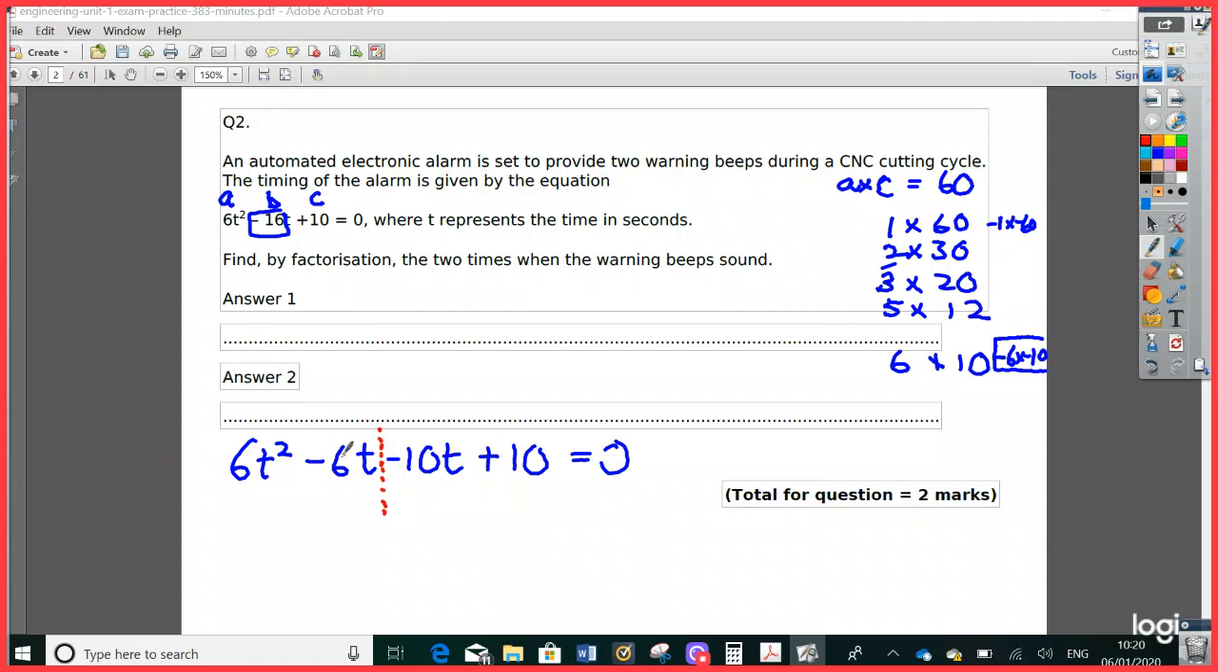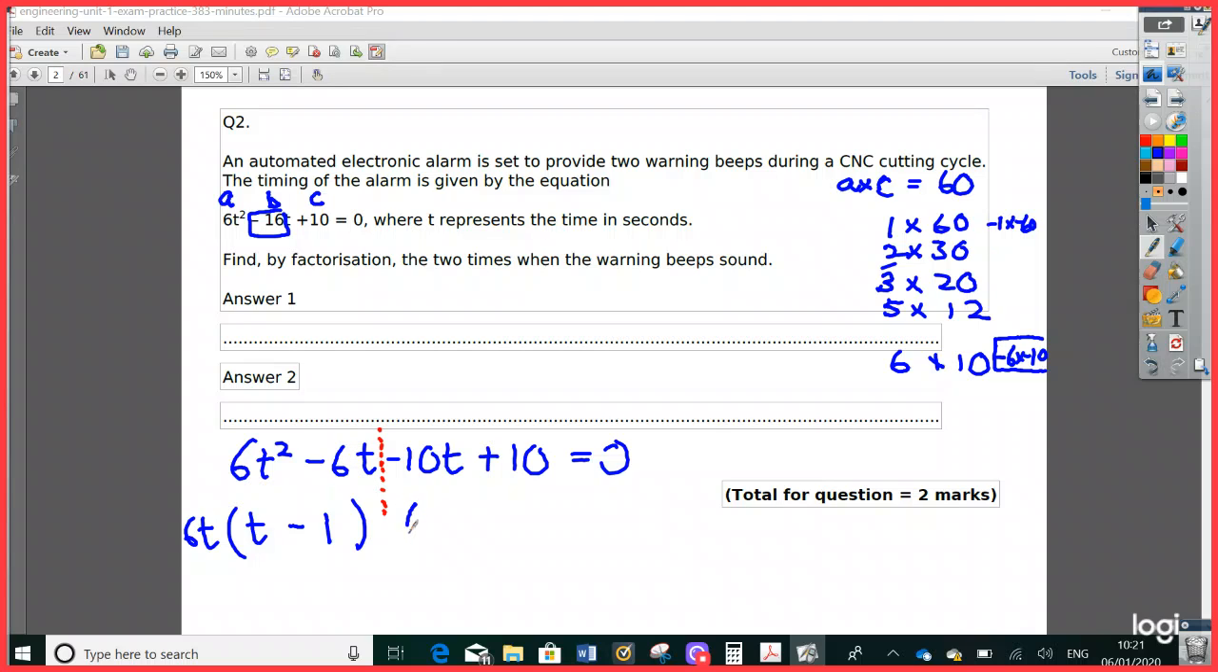You have the first 2 terms to factorize and the last 2 terms to factorize. Now, what do they have in common? Well, they both have a t and a 6, so you can bring the 6t out. 6t times t is 6t squared. 6t times minus 1 is going to give you minus 6t.